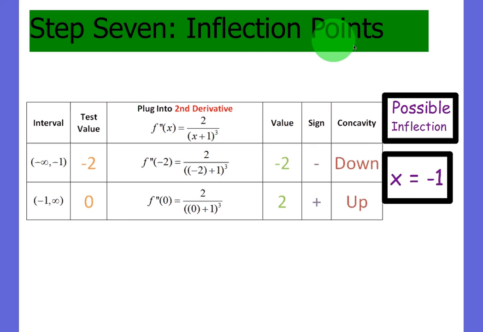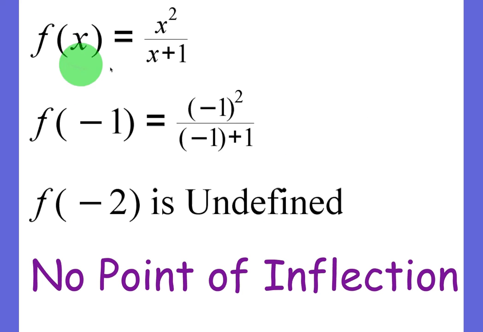Next, for step 7, we're going to check for inflection points. At this value that they share, -1, there's going to be a possible point of inflection since it went from concave down to concave up. However, when we plug x equals -1 back into the original function, it's 0 on the bottom. And so there is no point of inflection there. We would have known that already because there was actually a vertical asymptote at x equals -1. It really can't be an inflection point.